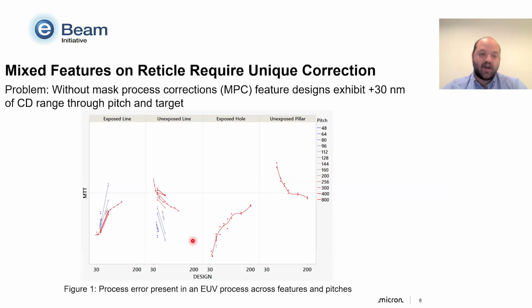So you can see here, I'll use the unexposed line as an example. You can see through pitch at a given design size, you have a large amount of error. This needs to be corrected if you have a large feature mix on the reticle itself. But one thing I want you to think about as well is that as you go to curvilinear features, this doesn't just represent the feature mix across a reticle. This represents the feature mix across a feature itself. We'll talk about that a little bit more later.